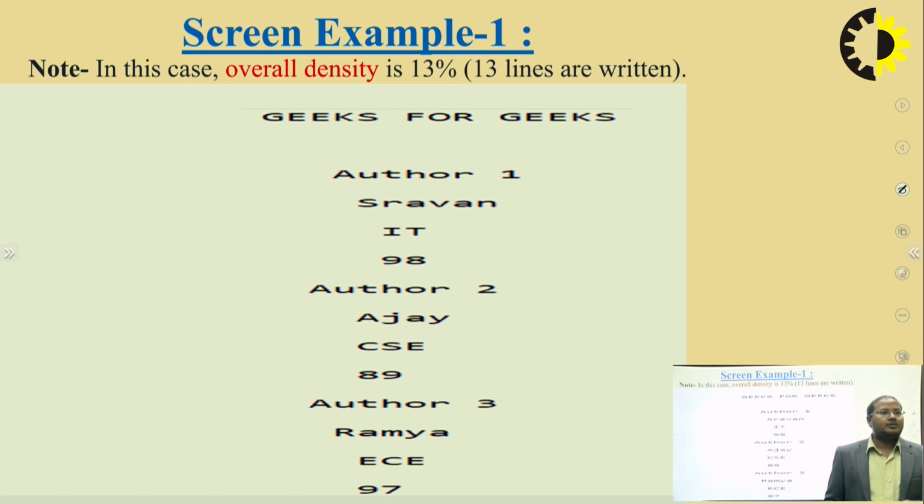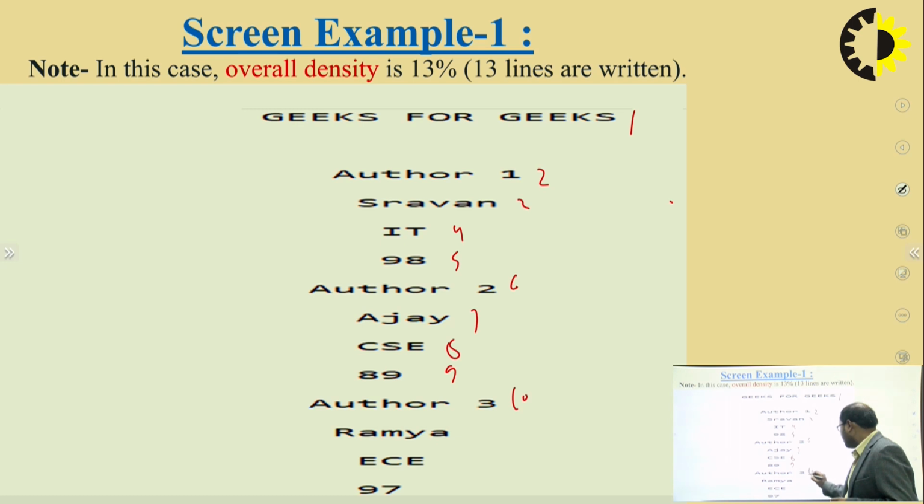I have taken one example of a screen. Here 30 lines of code are written. In the first line GECs and in the last 97 is written. In this case overall density is 13% because lines 1, 2, 3, 4, 5, 6, 7, 8, 9, 10, 11, 12 and 13 are written on the whole screen. So overall density is 30%.